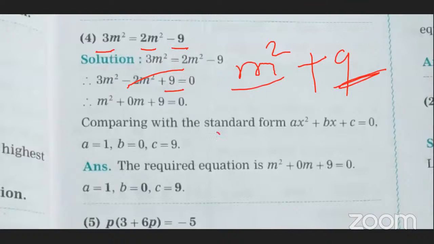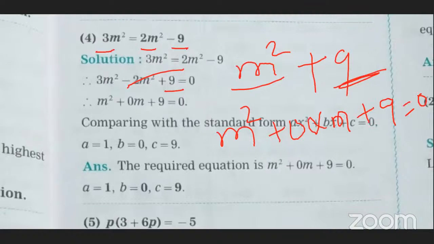Middle term b is not there, so to bring it in we apply the zero format. 0 into m plus 9 equals 0. So a is 1, b is 0, c is 9.